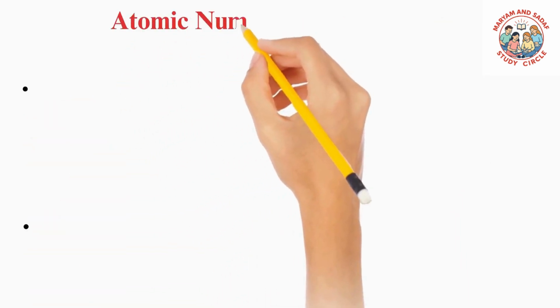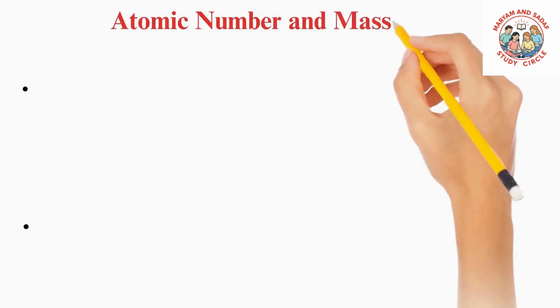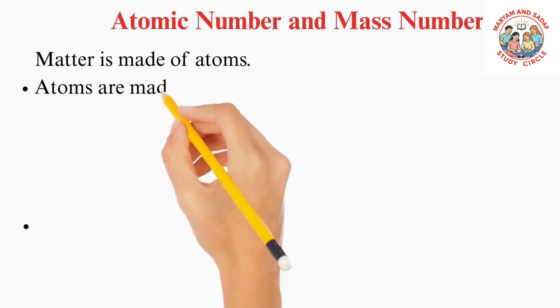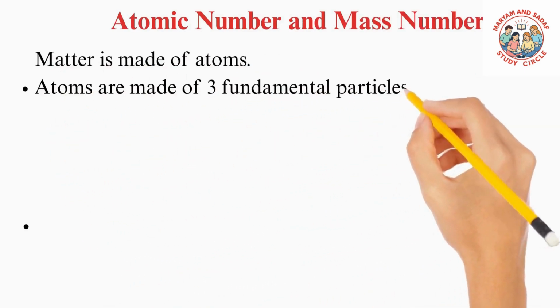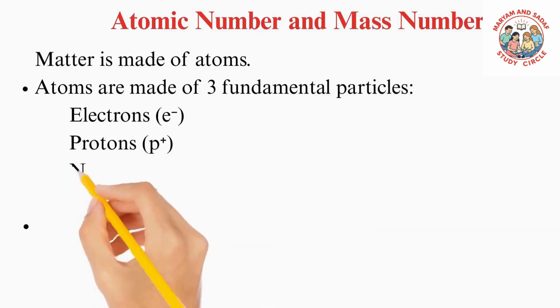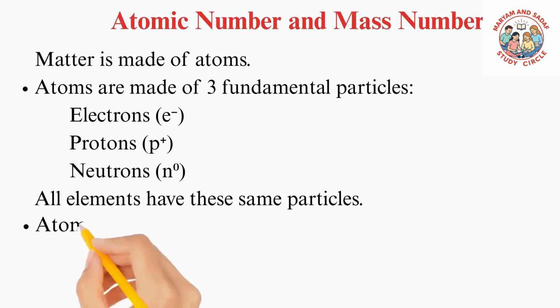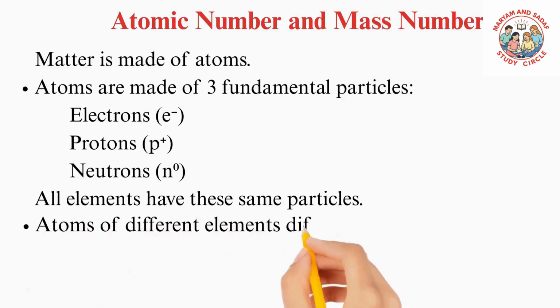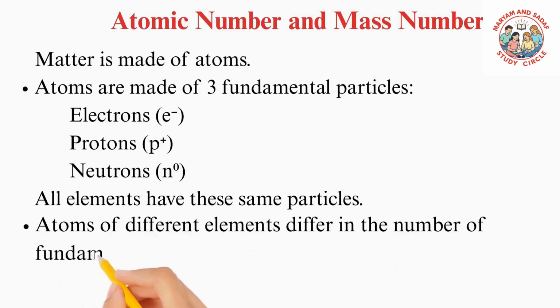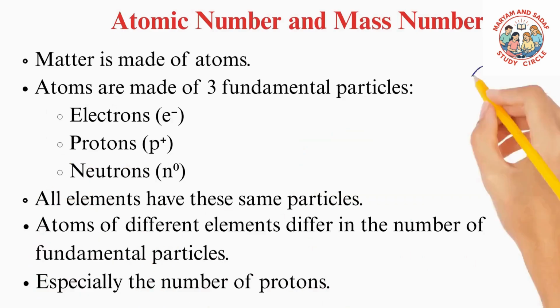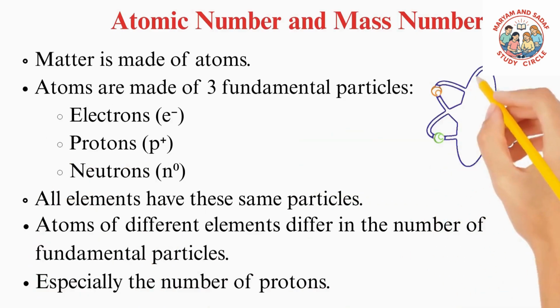Atomic number and mass number. Matter is made of atoms. Atoms are made of 3 fundamental particles: electrons, protons, neutrons. All elements have these same particles. Atoms of different elements differ in the number of fundamental particles, especially the number of protons.